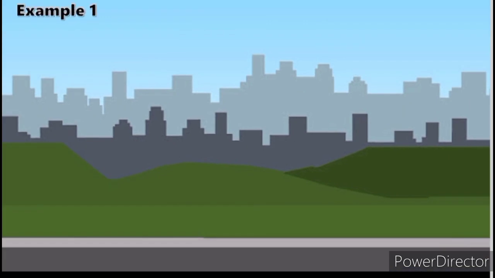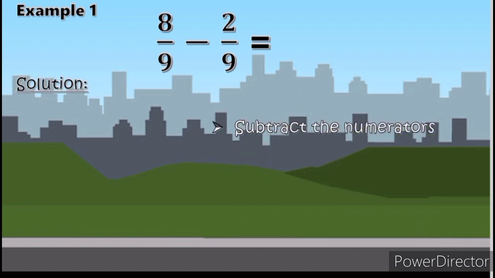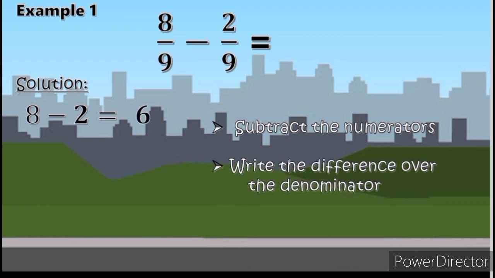Let's have example number 1. 8 over 9 minus 2 over 9. Let's try the solution. Subtract the numerators. 8 minus 2 is equal to 6. Write the difference over the denominator. We have 6 over 9.